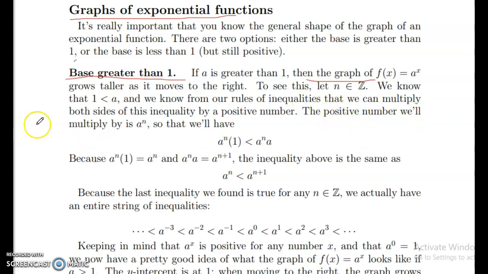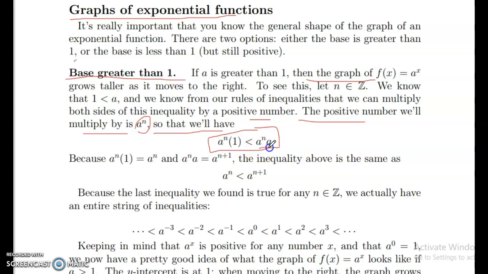that we can multiply both sides of this inequality by a positive number. The positive number will be a power n, so that we will have a power n times 1 is less than a power n times a.